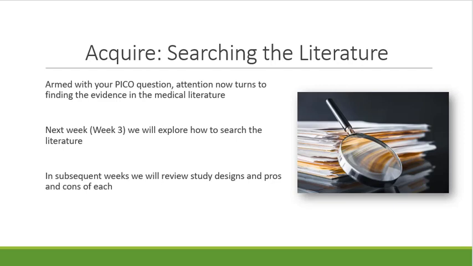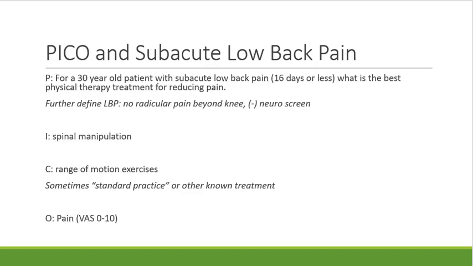I am now going to acquire. So I'm going to search the literature, trying to look for research articles that evaluate spine manipulation for subacute low back pain, range of motion exercises for subacute low back pain, or comparison between the two, hopefully like a randomized controlled trial. If a randomized controlled trial isn't available, then maybe I go to the next level of evidence, a cohort study. Maybe just going to get some pre-test, post-test studies. Maybe there won't even be the comparison between the two.